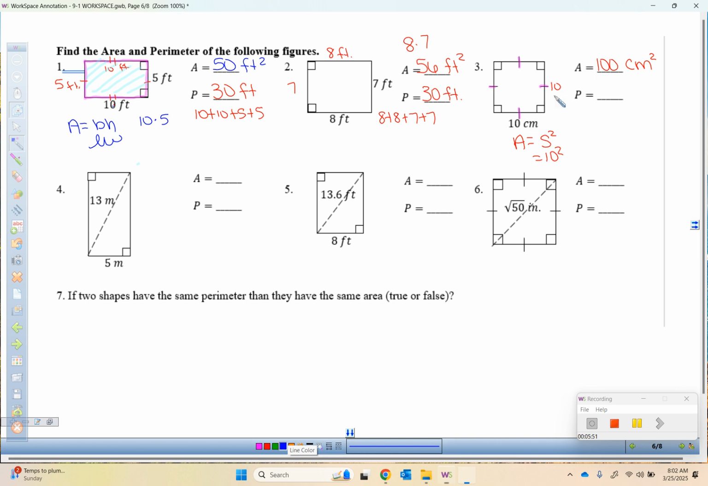So the perimeter is all the sides added together. So this would simply be 10 plus 10 plus 10 plus 10, and we would get 40. 40 centimeters. Okay, any questions on that?